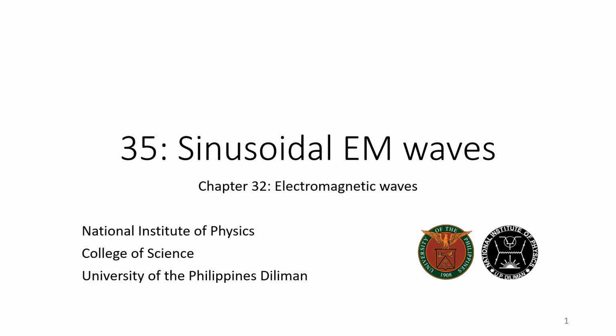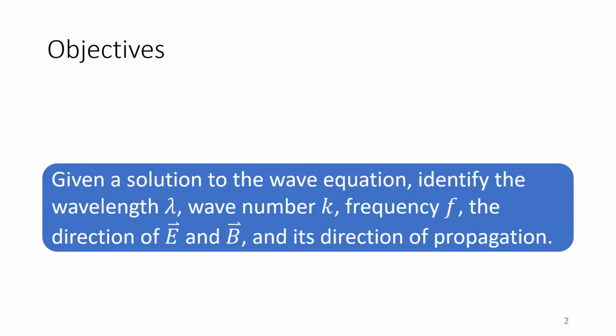Lecture 35 of Physics 72 discusses sinusoidal EM waves. We utilize the mathematical descriptions of mechanical waves from Physics 71 in understanding more about oscillations of plane electromagnetic waves. We only have one objective for this short lecture.